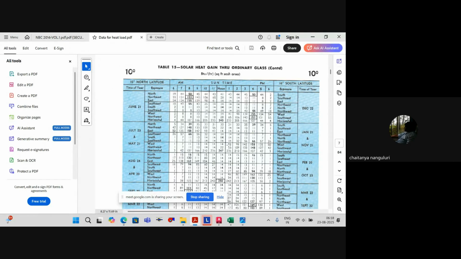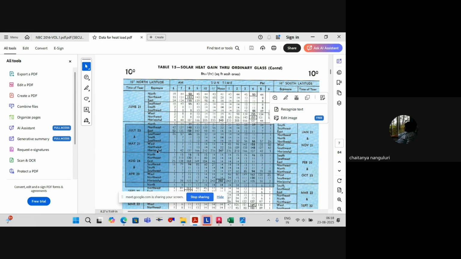Which time will you generally have first? Summer: May, June. May to April. So either this April zone or May zone, or any of this zone. You agree? Yes or no? So considering this north latitude, we have to consider either this or this.